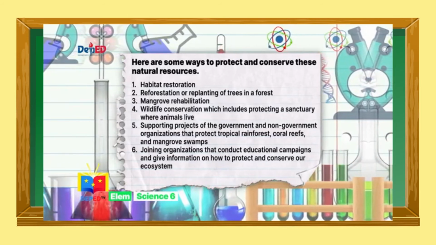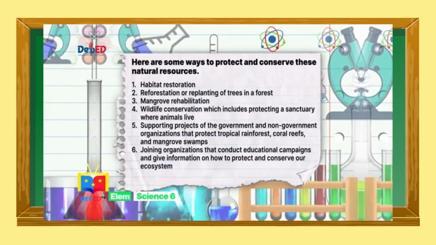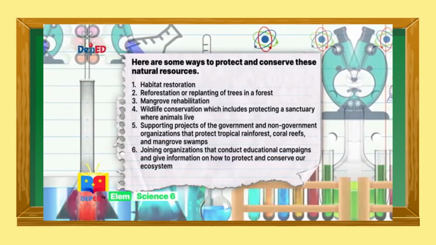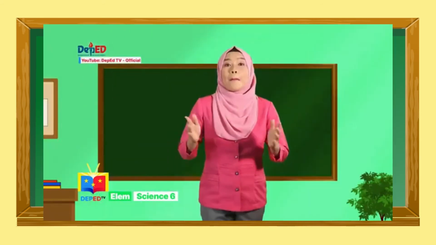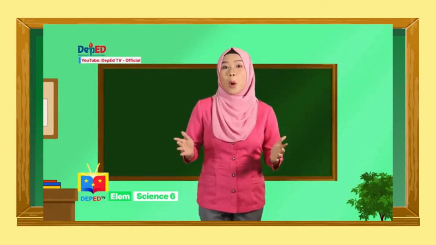And lastly, number 6. Joining organizations that conduct educational campaigns and give information on how to protect and conserve our ecosystem. Being responsible to the development and restoration of Earth's resources like the tropical rainforests, mangrove swamps, and coral reefs are keys for the long-term benefits to mankind.